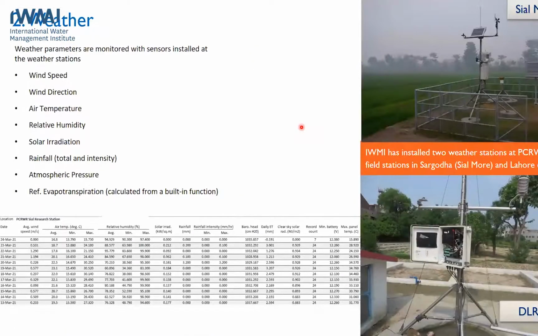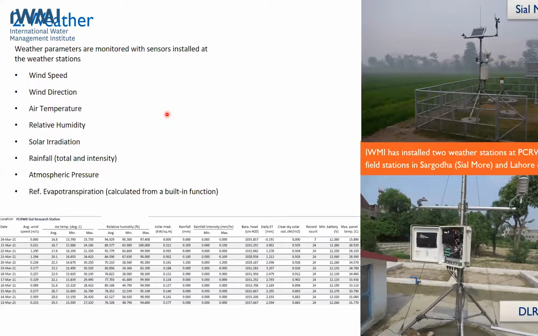The second set of data is the weather data. So far, we have installed 2 weather stations in the facilities of our partner institution, Pakistan Council of Research. One is in Sargodha and one is in Lahore. And from these weather stations, we are able to monitor a large number of weather parameters like wind speed, wind direction, air temperature, relative humidity, and so on and so forth.